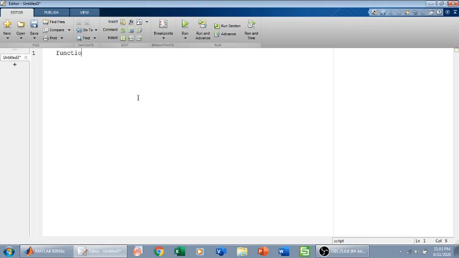I will write the keyword function, and then I need four output arguments. I want to design a mini type of calculator that can multiply, divide, add, and subtract. So I will name four output arguments, and they will be in square brackets separated by comma. I will put equal sign after the output arguments, and then I will name my function, for example calculator, and then I will give it input arguments, which are for example x, y.